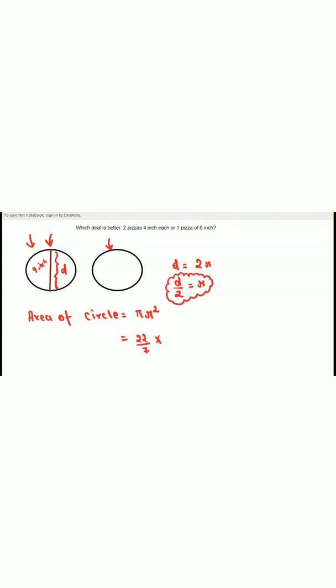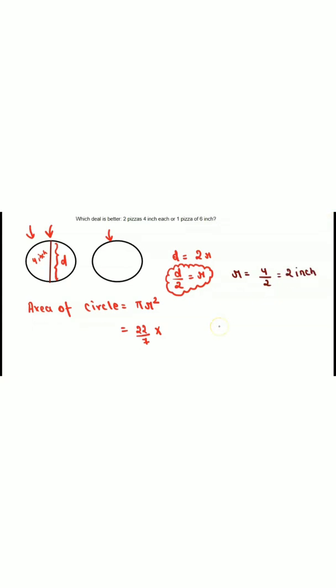All right, so let us find out the radius. Radius will become diameter upon 2, and diameter is 4-inch. That means 4 upon 2, so the radius is 2-inch. All right, now we have the value of radius.